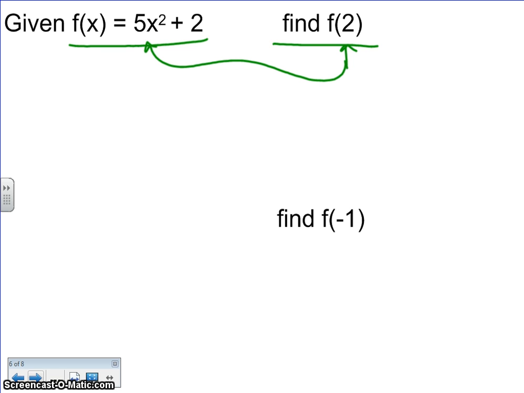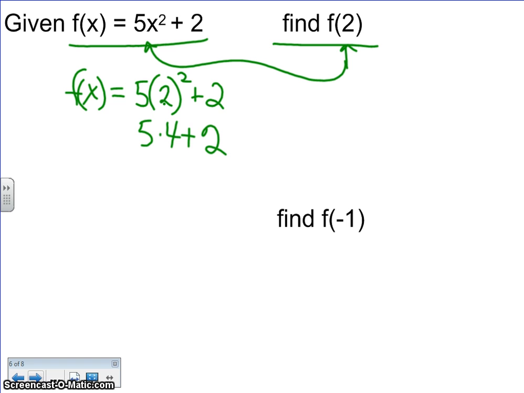What that means is you're going to put 2 in place of x and see what your answer is. So for this one, it's going to be 5 times 2 squared plus 2. Following your order of operations, you're going to square the 2 first. 2 squared is 4. So it's 5 times 4 plus 2. Then we multiply before we add or subtract. 5 times 4 is 20. And 20 plus 2 is 22. So f of 2 is equal to 22. When we put 2 in place of x, we get 22 for the answer.